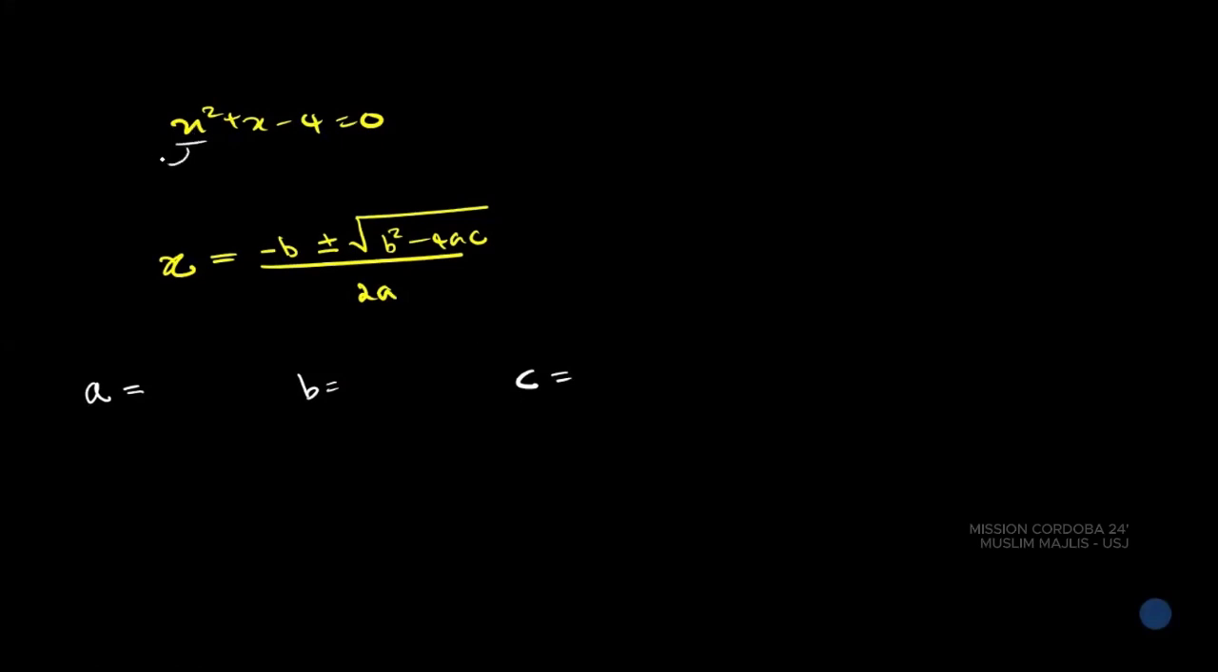A means, always remember, the coefficient of the x square term. In this case, nothing means plus 1. B means the coefficient of the x term. In this case, plus 1. C means this constant number, which is minus 4, not just 4, minus 4.